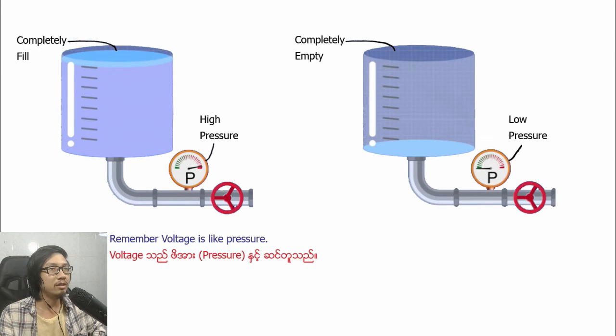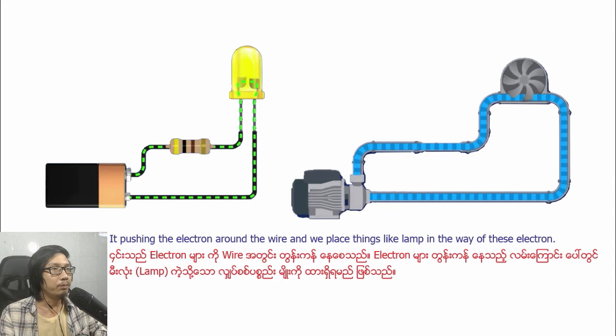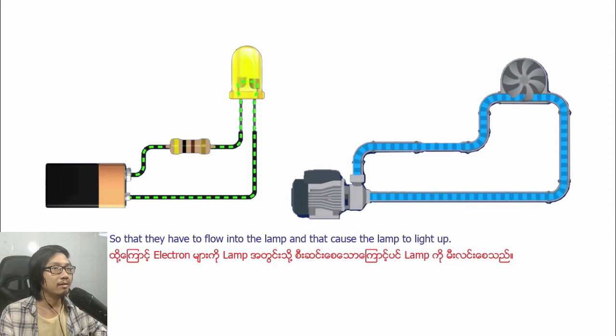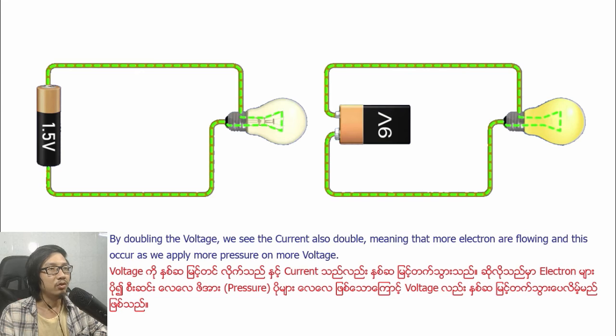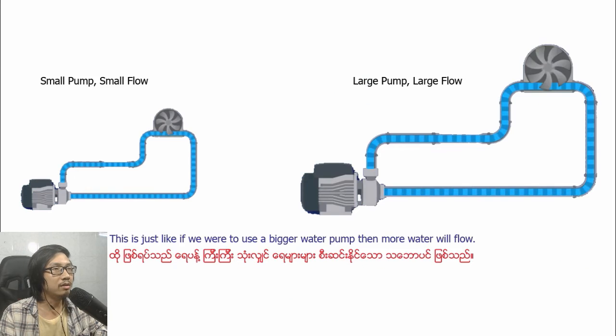Remember, voltage is like pressure. It pushes the electrons around the wire, and we place a thin lamp in the way of these electrons so that they have to flow through the lamp and that causes the lamp to light up. By doubling the voltage, we see the current also double, meaning that more electrons are flowing, and this occurs as we apply more pressure or more voltage. This is just like if we were to use a bigger water pump, then more water will flow.